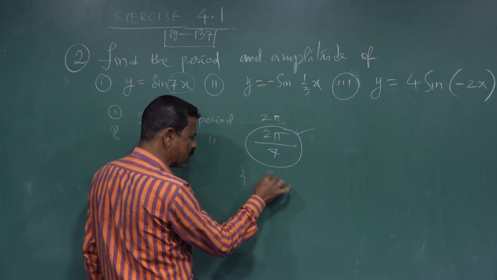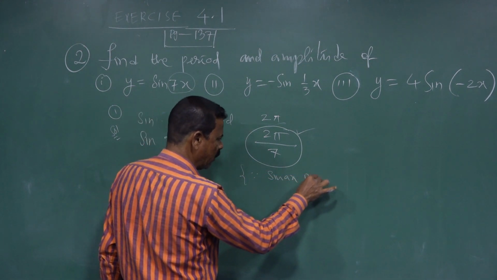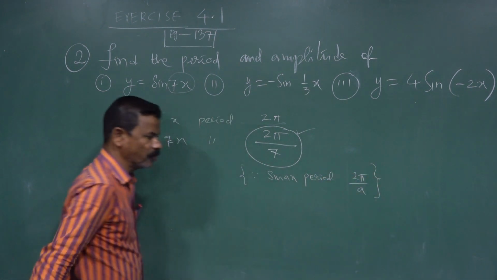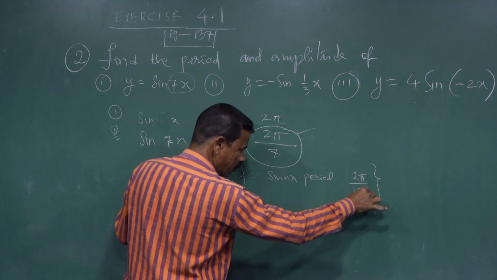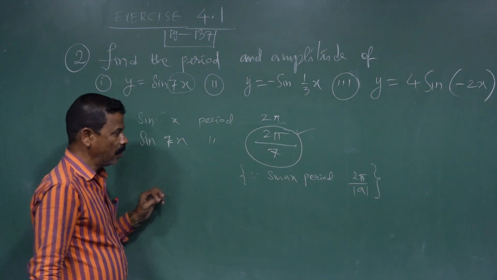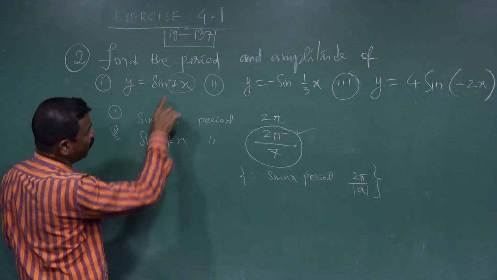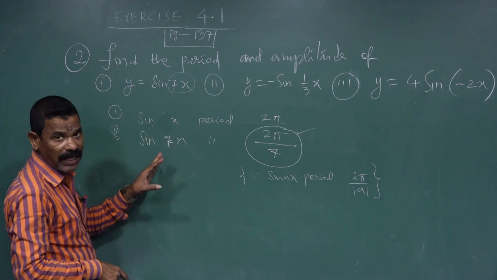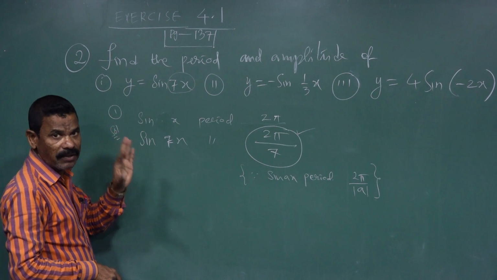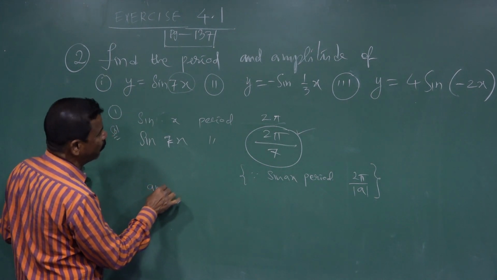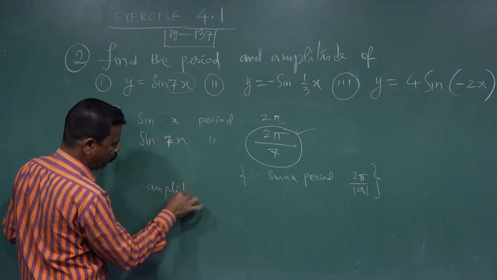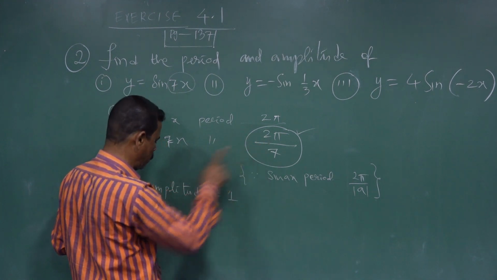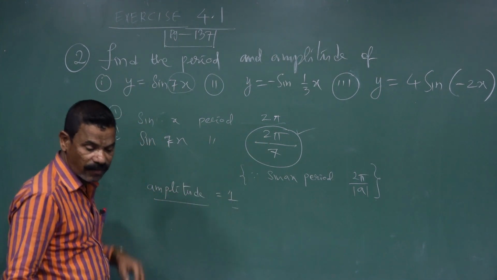Otherwise, you remember it like this: sin ax has period 2π by a. Suppose a is negative, consider the modulus. And here the question asks for amplitude also. Amplitude means height. We discussed before that the height for sin is 1, so amplitude equals 1. So the period is 2π by 7, amplitude is 1. This is the first question.